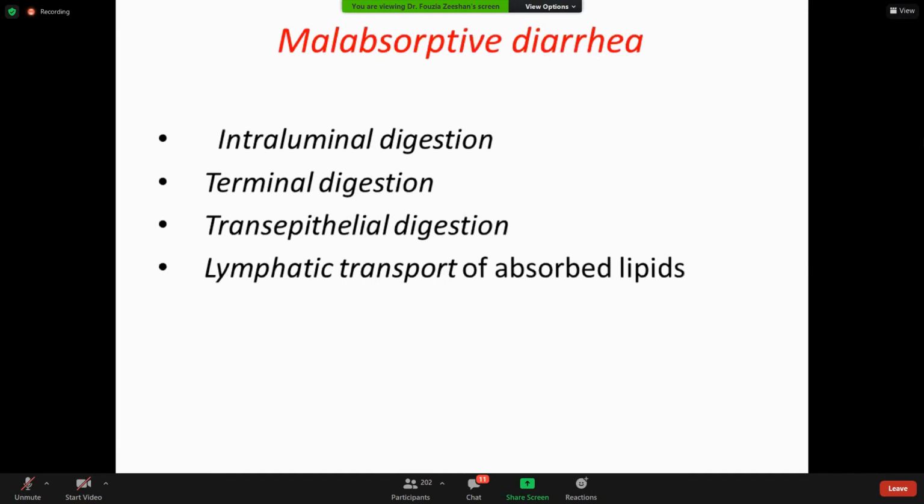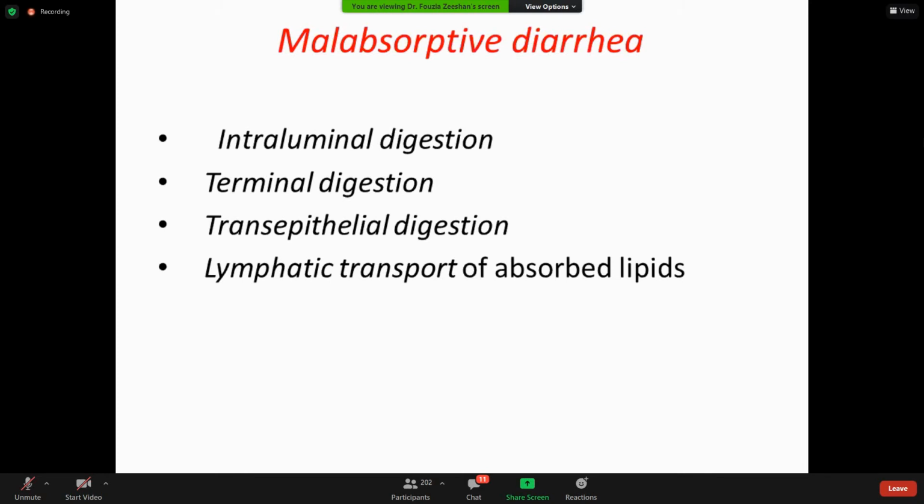Malabsorptive diarrhea is further divided into types like intraluminal digestion, terminal digestion, transepithelial transport, and lymphatic transport of absorbed lipids. What happens in case of intraluminal digestion? Usually, intraluminal digestion starts from the digestion by saliva, gastric peptic digestion, small bowel digestion, and the bile salts. Right? So if there is insufficient digestion at the level of the intraluminal phase, it will lead to malabsorptive diarrhea.